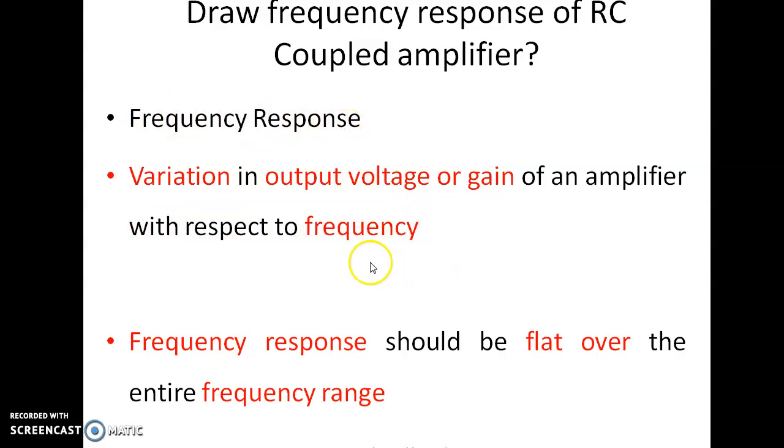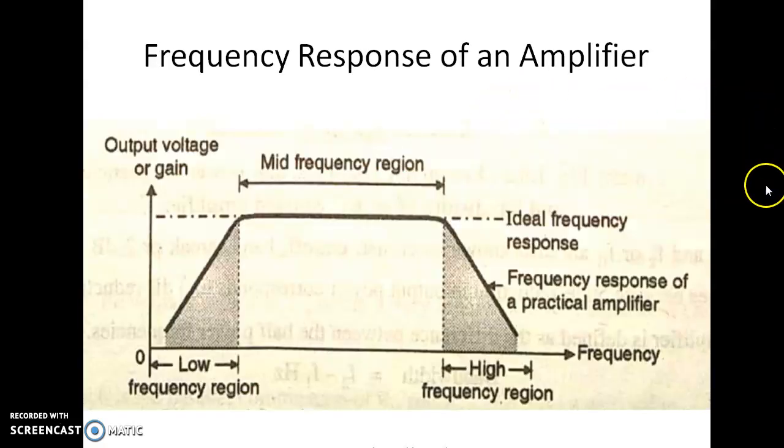So frequency will be on the x-axis and on the y-axis there will be output voltage or gain. With a change in frequency, there will be a change in voltage gain. Okay. So the frequency response of an amplifier is represented like this. We can see there are two axes: the x-axis represents frequency, and the y-axis represents output voltage or gain.